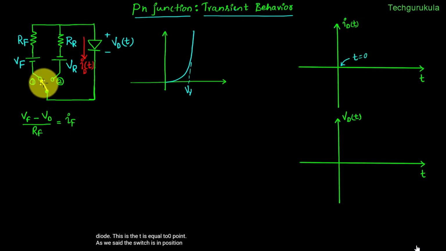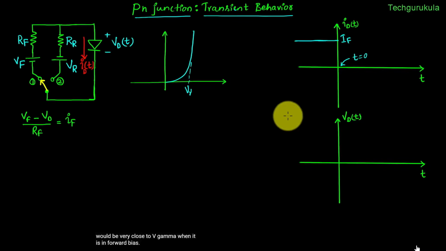As we said, the switch is in position 1 from quite some time till t is equal to 0. So basically the current that is flowing through it is IF. So let me represent the current on this graph. So this magnitude is IF. How much of a current flows through the diode? The voltage across the diode would be very close to V gamma when it is in forward bias. So I'm taking the voltage across the diode to be approximately V gamma.